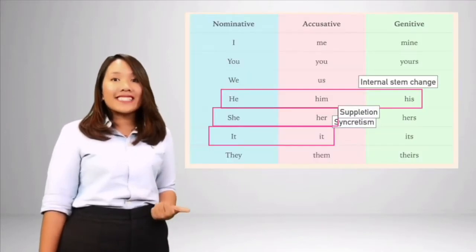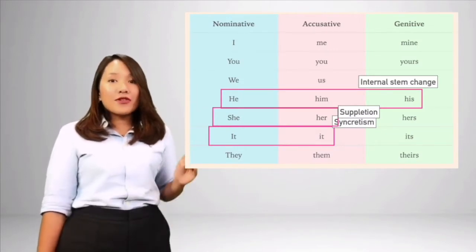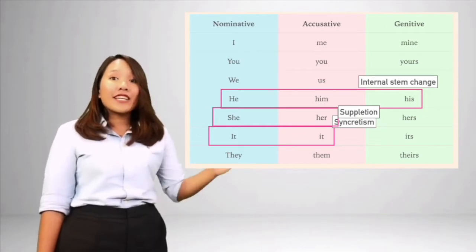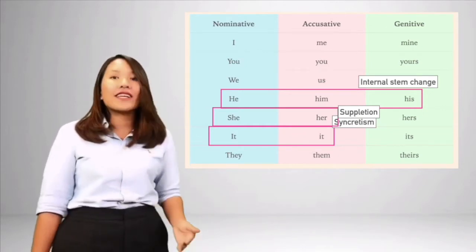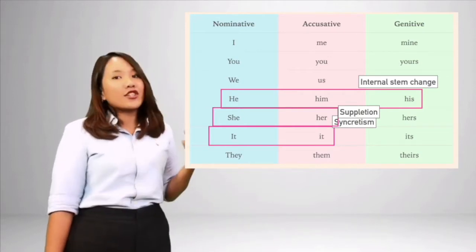The first one is internal stem change. For example, he and him. So we can describe that the pronouns he and him receive inflection to carry the grammatical categories nominative case for he and accusative case for him through the internal stem change process.